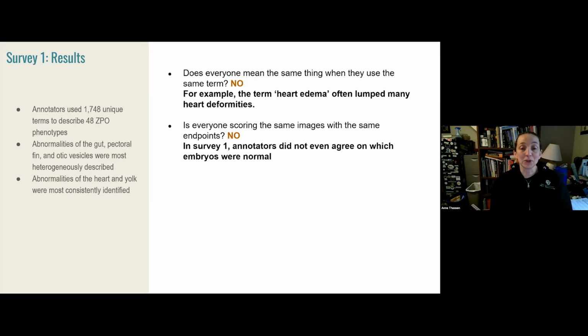And is everyone scoring the same images with the same endpoints? No, not at all. In the first survey, annotators did not even agree on which embryos were normal. So we're seeing that the effect of the ontologies is not just to reduce the number of heterogeneous terms for the same thing, it's also actually changing the endpoints that people are scoring these images with. Next.